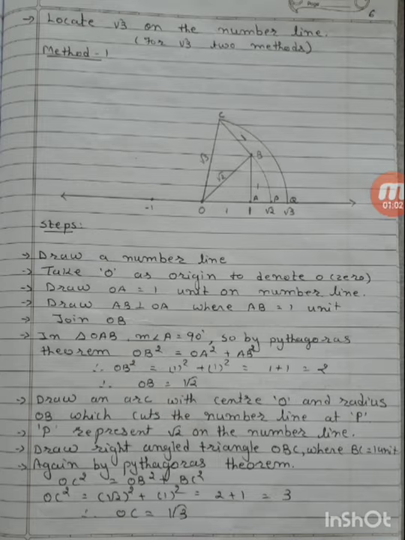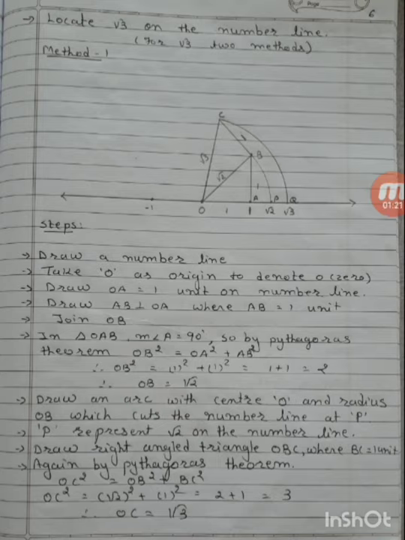The same method we have to do. Locate root 2 on the number line first. Then we draw an arc with the center O and radius OB which cuts the number line at point P, and P represents root 2 on the number line. Thus we draw root 2 first.